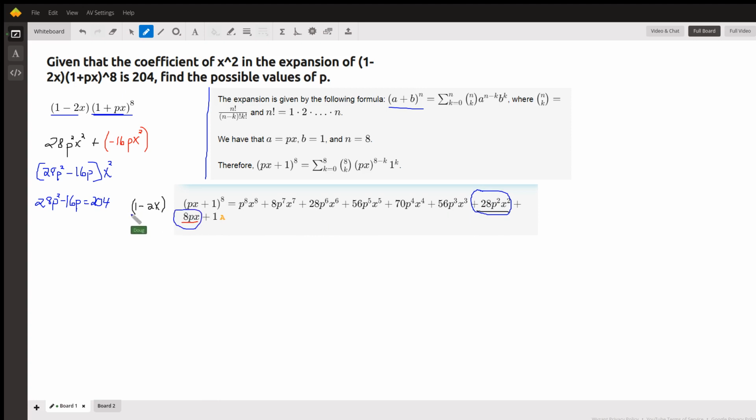Because when we multiply that by the (1 - 2x), I'll have to take 1 times every one of these terms, and this is the one that will give me x squared. And then when I take negative 2x times every term in this expansion, this is the one that will give me an x squared term. And when I combine those two terms, whatever the coefficient of x squared is has to be 204. Okay, hopefully you know how to use the binomial theorem.